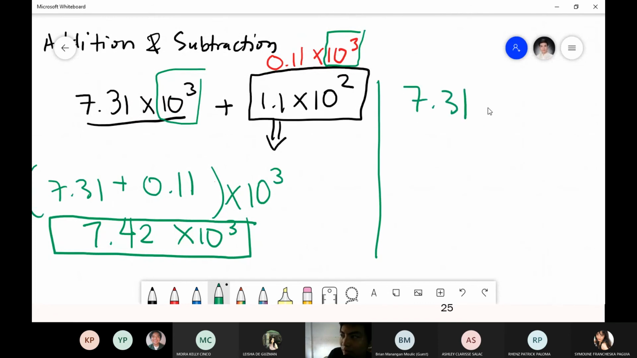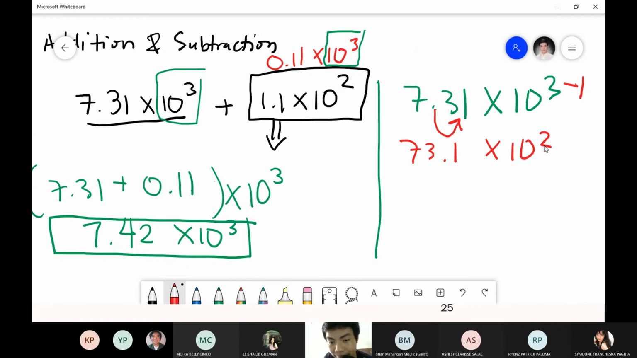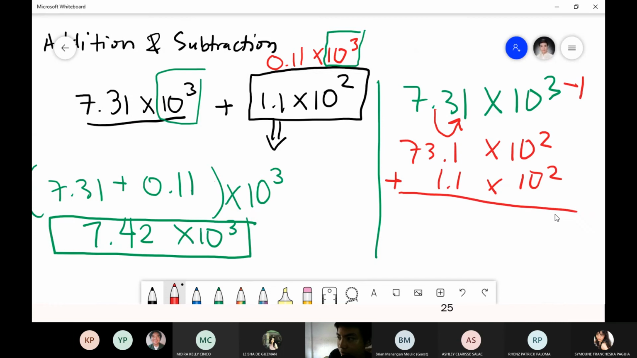Itong 7.31, gagawin ko siyang 10 raised to 2. Paano? Every time you move to the left, plus 1. Every time you move your decimal point to the right, minus 1 sa exponent. So ito, yung 3 gusto ko maging 2. Paurong ko to the right. So magma-minus 1 ako dun. So this becomes 73.1 times 10 raised to 2. And then I can add it dito sa aking number original. Plus 1.1 times 10 raised to 2. So i-add ko na lang yan. So 74.2 times 10 raised to 2.